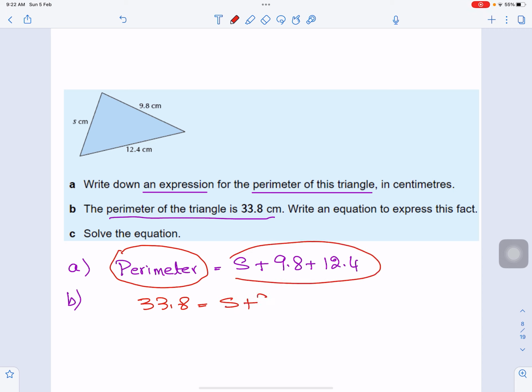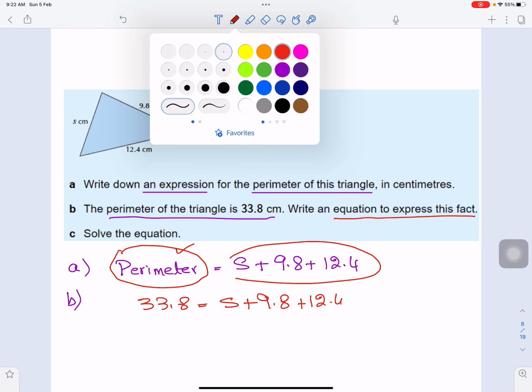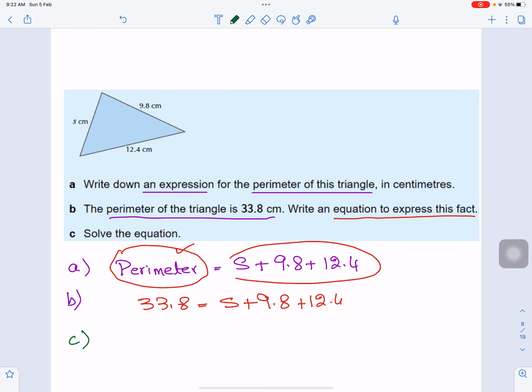Now he's saying write an equation to express this fact. We have expressed it, we understood that perimeter will be replaced by 33.8 now. Now part C is saying solve. When it is saying solve, I can add up these numbers and take them to the other side, or one by one I can take them to the other side.